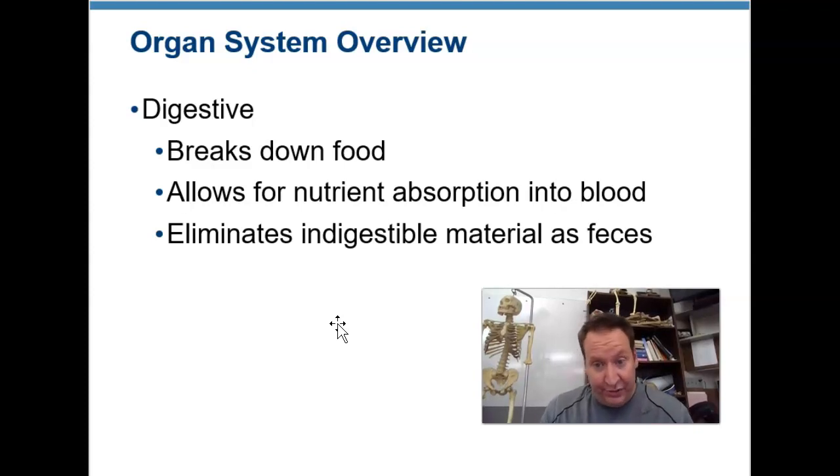It also allows for nutrient absorption into the blood and eliminates things that can't be digested as feces, as this waste product. So things that can't get broken down small enough to get absorbed in the bloodstream come out the other end as your fecal matter. So the digestive system's all about the breakdown. Digestive system, what are you about? I'm all about the breakdown. That's what the digestive system does, it's going to break down your food into small enough pieces so they can get absorbed in the bloodstream. Those pieces that don't get broken down small enough end up coming out the other end as indigestible material.